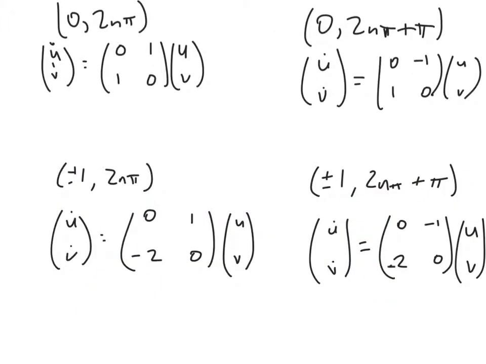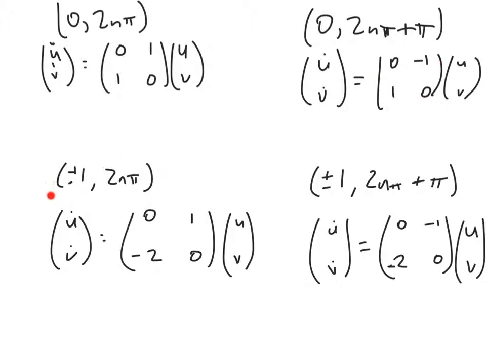So it turns out we have four different linear systems that arise for all of the different fixed points that we have. For fixed points that are like 0 and then a 2n pi, we have a linear system with a corresponding matrix of 0, 1, 1, 0. And then if instead of 2n pi we have 2n pi plus pi, that changes to 0, negative 1, 1, 0.